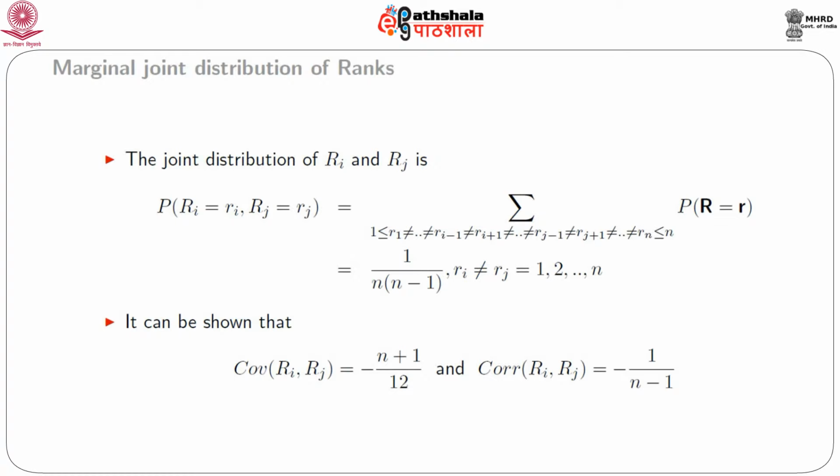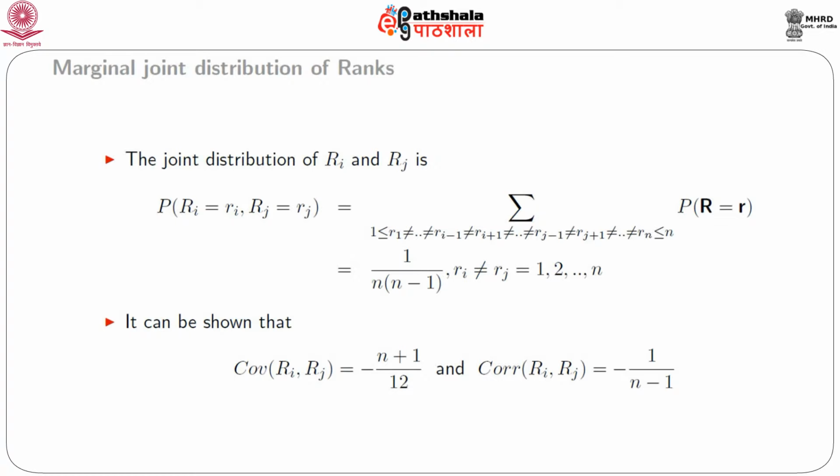Now, using some routine algebra, it can be shown that the covariance between Ri and Rj is minus (n plus 1) by 12, and hence the correlation coefficient between Ri and Rj is nothing but minus 1 by (n minus 1). Now, it is interesting to observe that the correlation coefficient between Ri and Rj is negative. So, what is the reason?